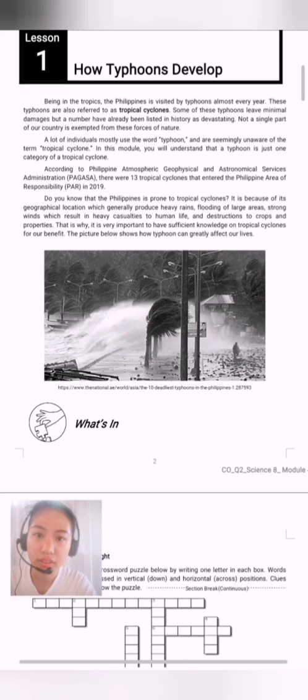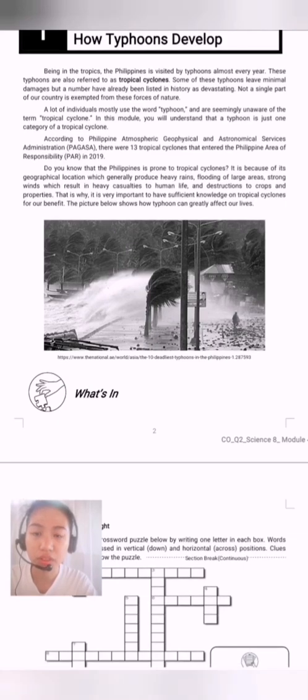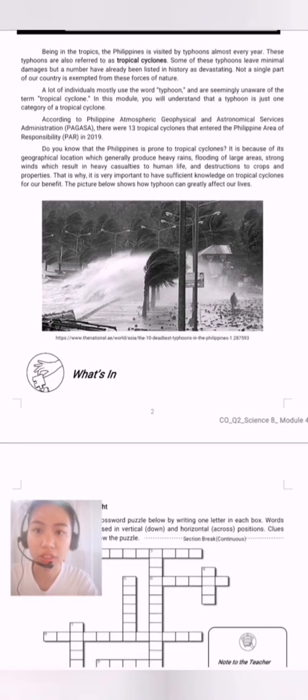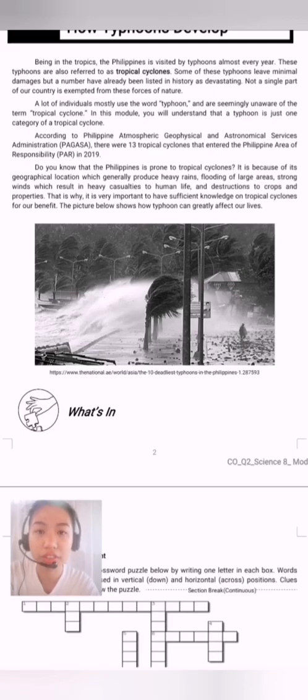Being in the tropics, the Philippines is visited by typhoons almost every year. These typhoons are also referred to as tropical cyclones. Some of these typhoons leave minimal damages, but a number have already been listed in history as devastating. Not a single part of our country is exempted from these forces of nature. A lot of individuals mostly use the word typhoon and are seemingly unaware of the term tropical cyclone. In this module, you will understand that a typhoon is just one category of a tropical cyclone.